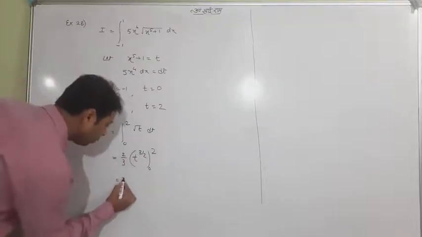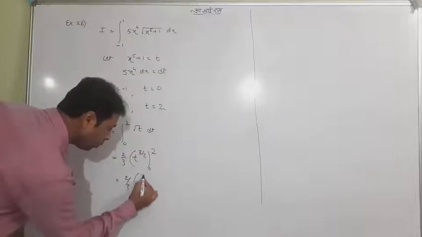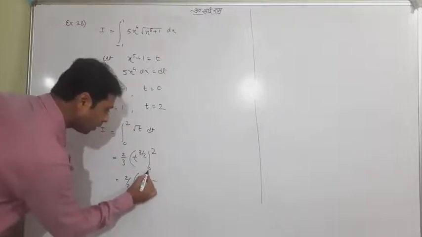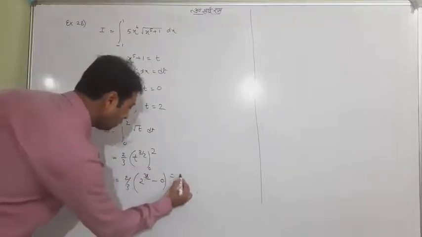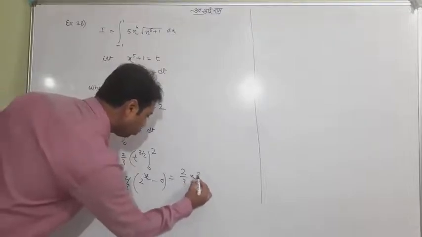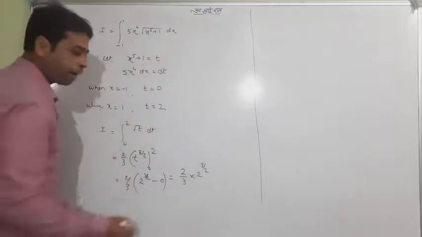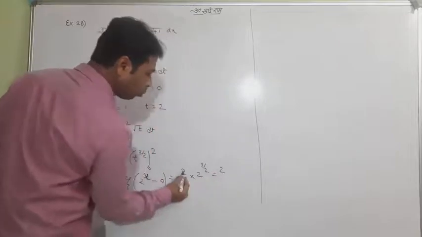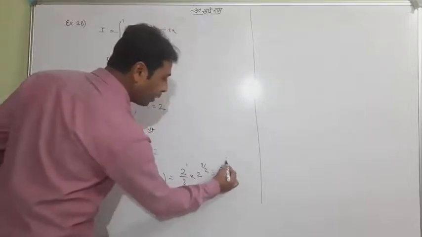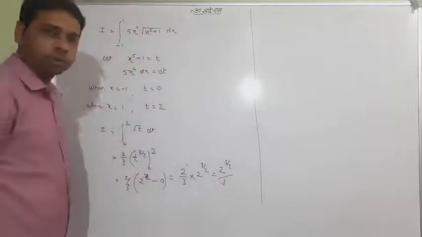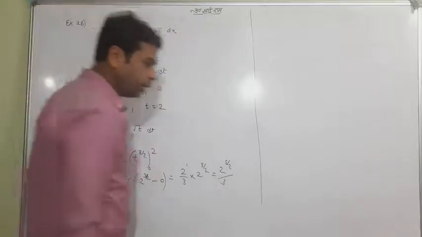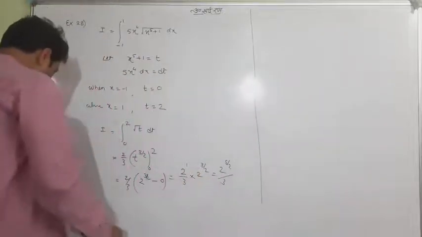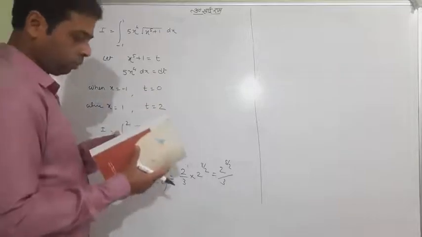You can put the limits: upper limit 2 to the power 3 by 2 minus lower limit 0. So the whole answer is 2 by 3 into 2 to the power 3 by 2. And you know that 2 to the power 3 by 2 simplifies, and the answer is 2 to the power 5 by 2 upon 3. That's the answer. So I don't see any trouble. It was very easy. So now let me take one more question.